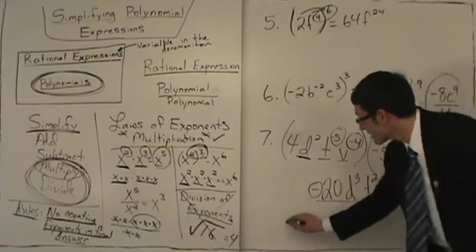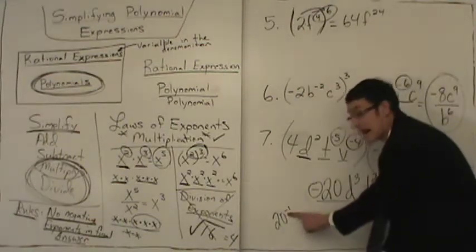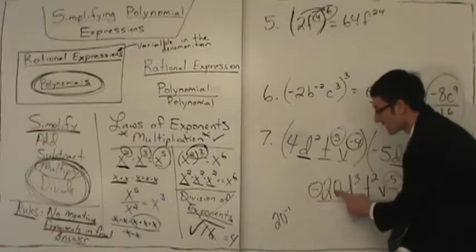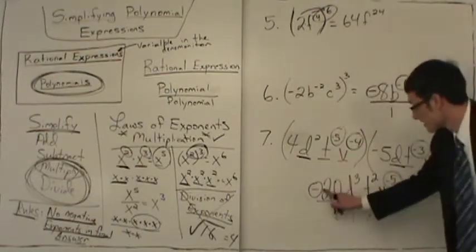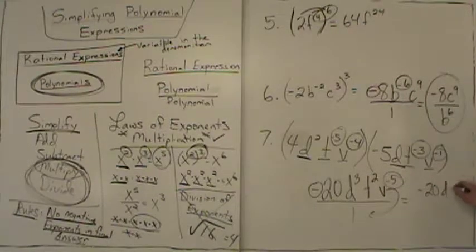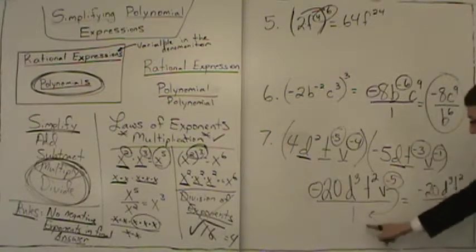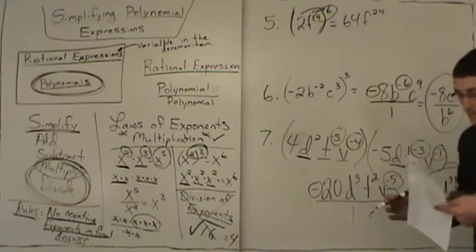-20 is different than 20 to the -1 power. Okay, 20 to the -1 power is a negative exponent. However, -20 is not a negative exponent. This is a negative number. It stays put. Okay, so we have -20, d to the 3rd, t to the 2nd power, over the v to the -5th moves to the bottom, becomes v to the +5.